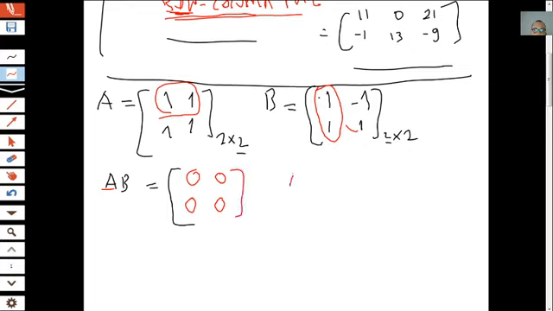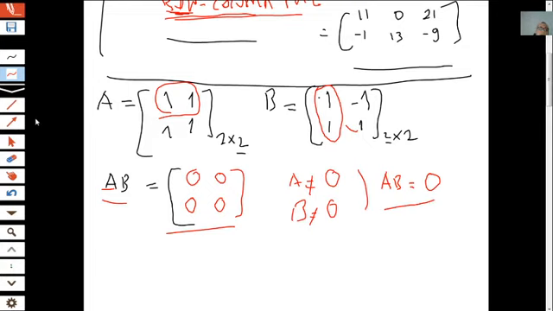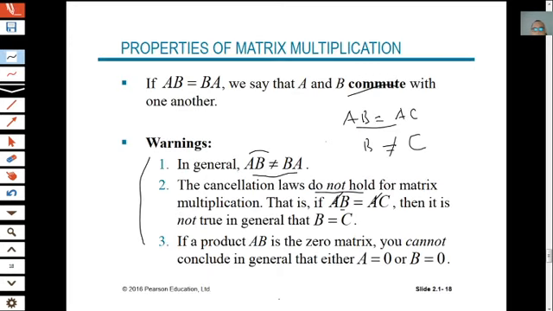As you can see, A is not equal to the zero matrix, B is not equal to the zero matrix, but the multiplication of them is the zero matrix. Okay, this is the example for the third warning. So we conclude that in general, if A times B is equal to the zero matrix, we may have matrices different from the zero matrix.